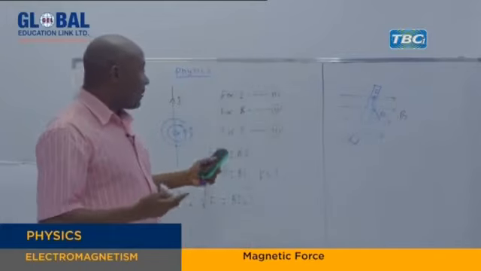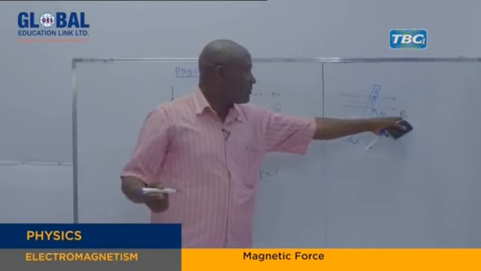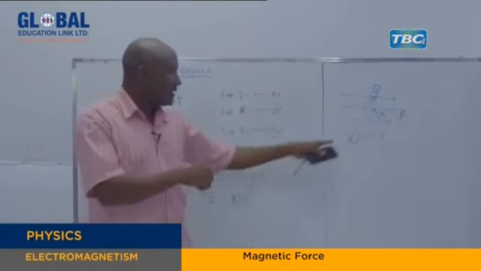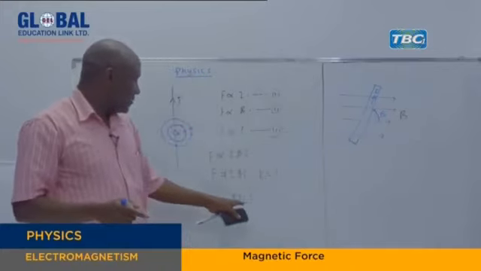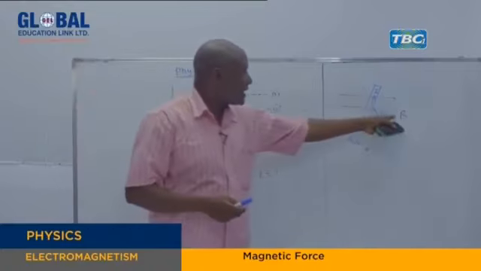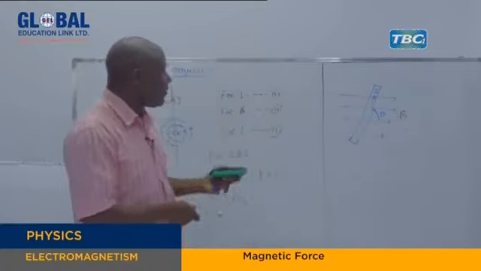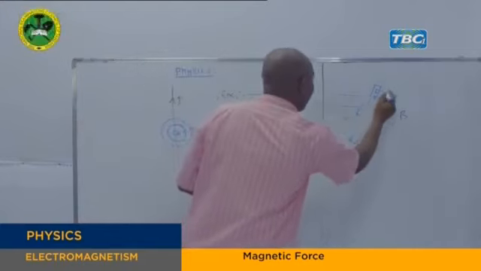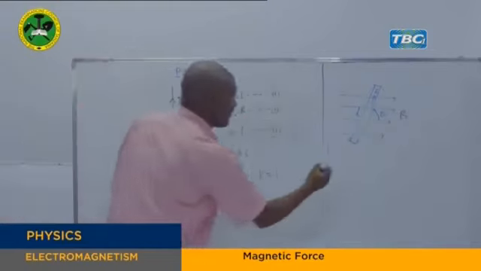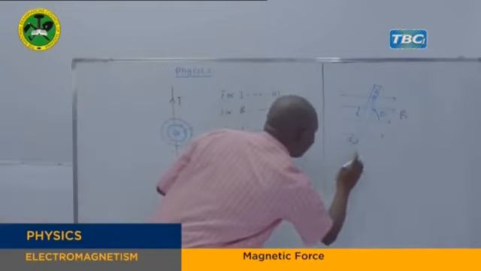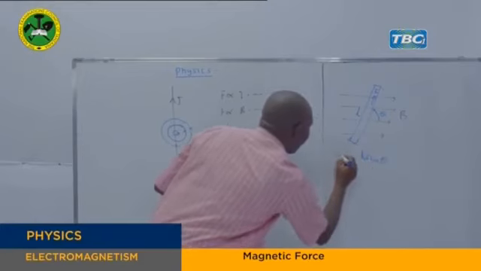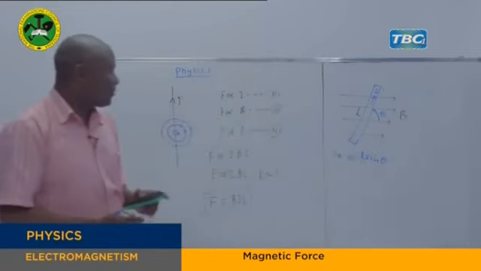We need the component which is perpendicular to B. According to the formula, B is acting in the horizontal like that, and the current is given. The quantity that we normally change here is the length. The length of the conductor which is perpendicular to B is not the whole length, so you should find the component of this length. Suppose this is our length. The component of the length which will be perpendicular to B will be given by L sine theta.